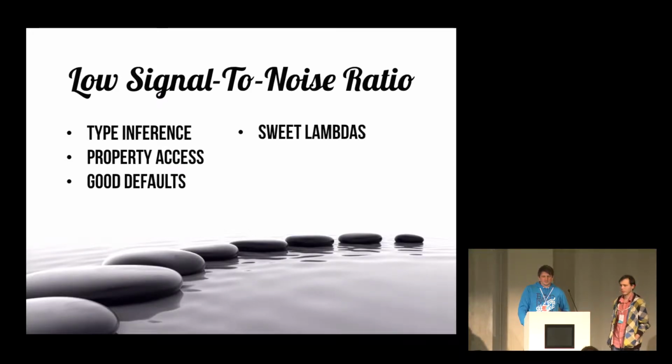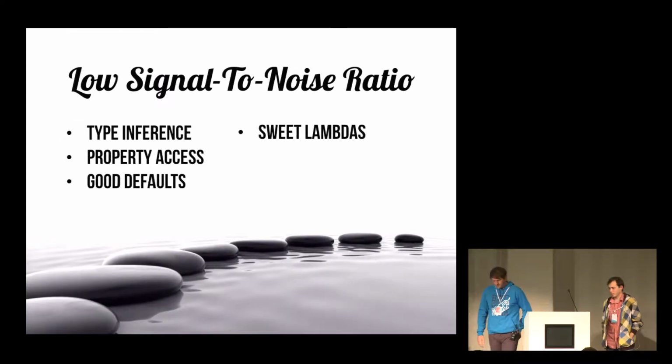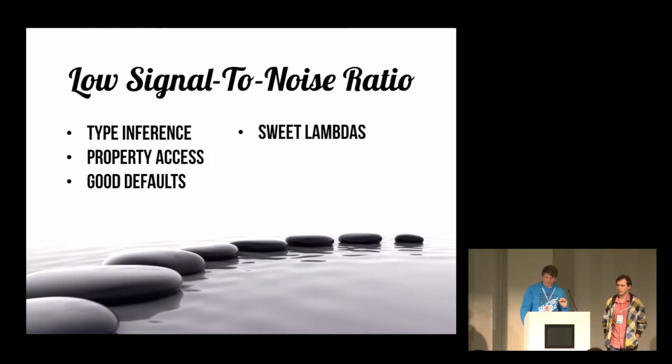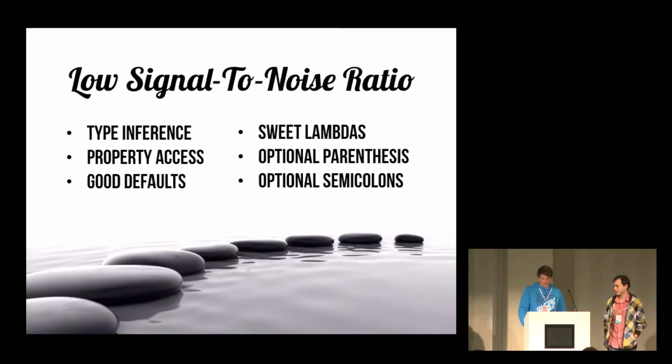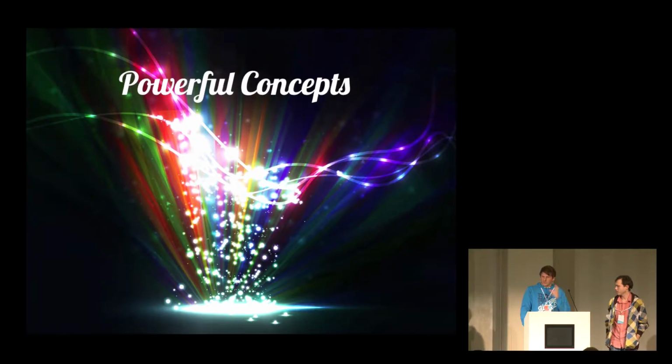Sweet lambdas. The lambda expressions work similar to Java 8, such that there are no function types, but if you have a functional interface, that is an interface with one abstract method, it will use that. But the syntax is much more concise, as everywhere with Xtend. Optional parentheses, optional semicolons, and then there's other stuff you can use to sugar your code and really make it dense.